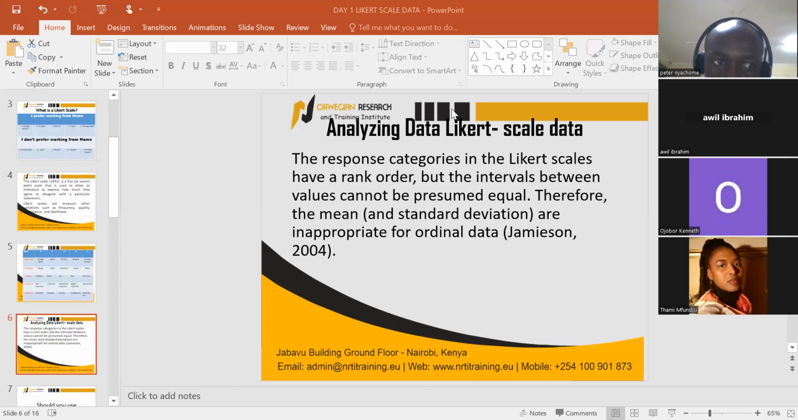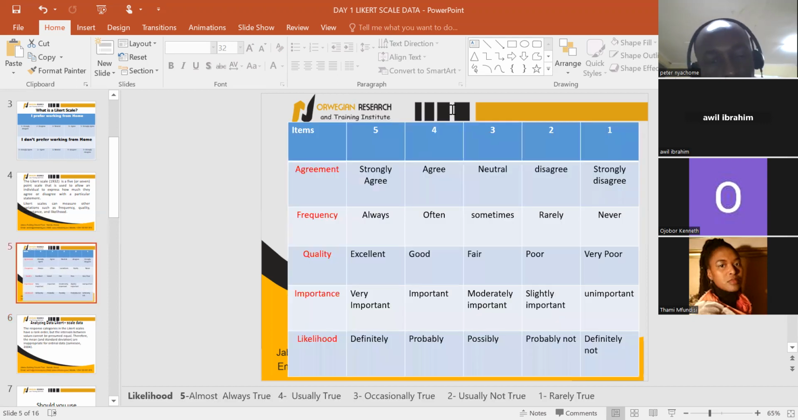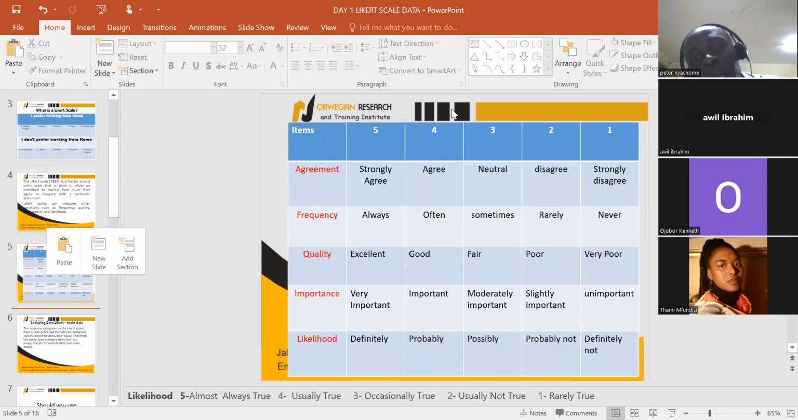Why I'm expounding this: what people normally know is that the Likert scale is for assessing level of agreement or disagreement. It's not only that; we can use it to assess other elements like frequency, quality, importance, and likelihood. So we have now brought to you an expanded view of what we call the Likert scale. And that's exactly what you need. And this is actually the ratings level. If it is frequency, this is the rating: always, often.